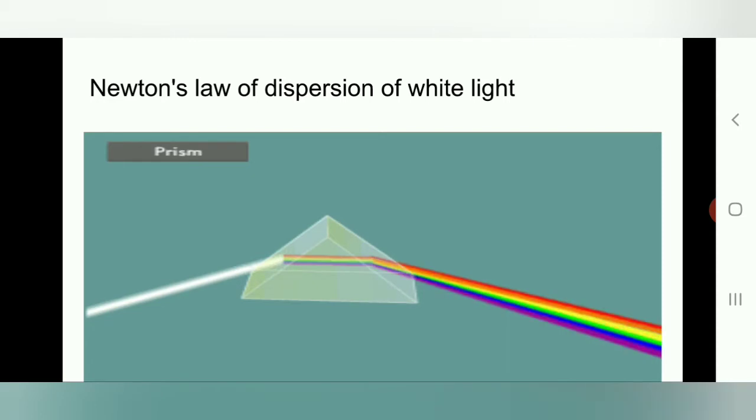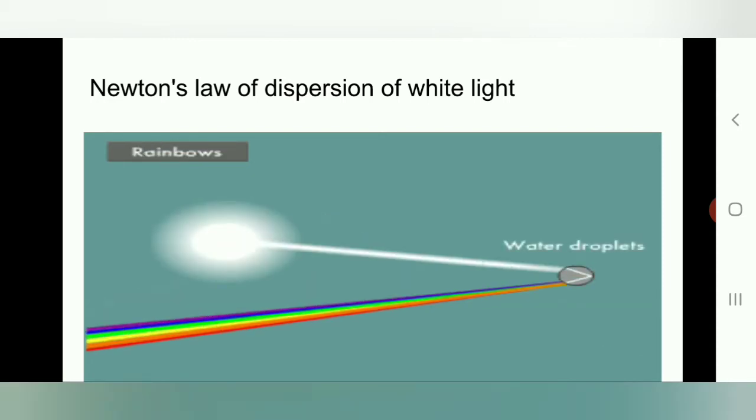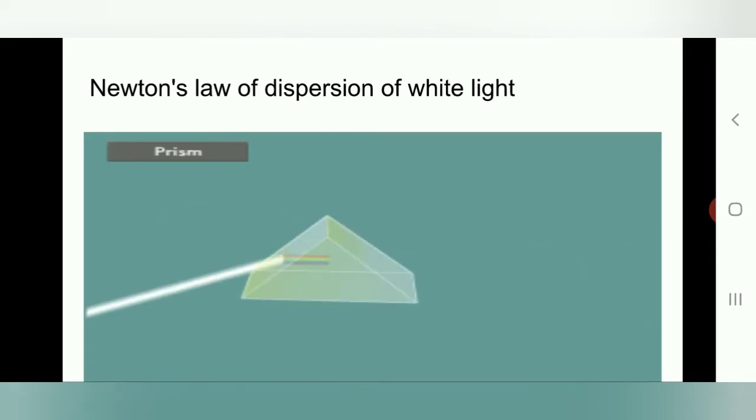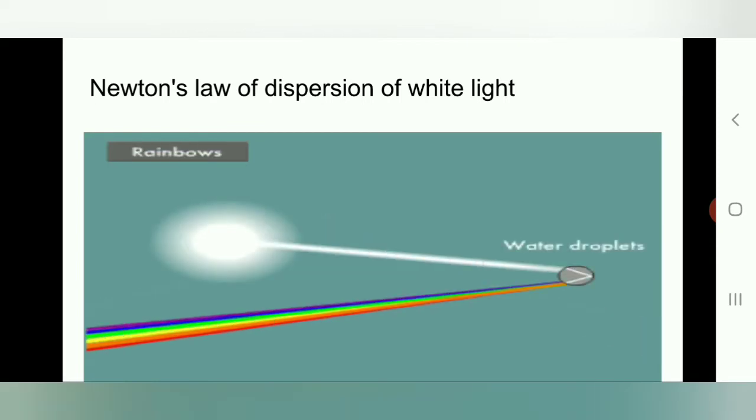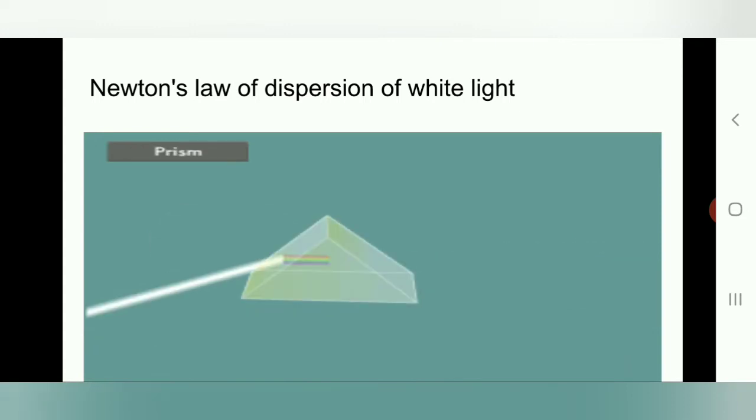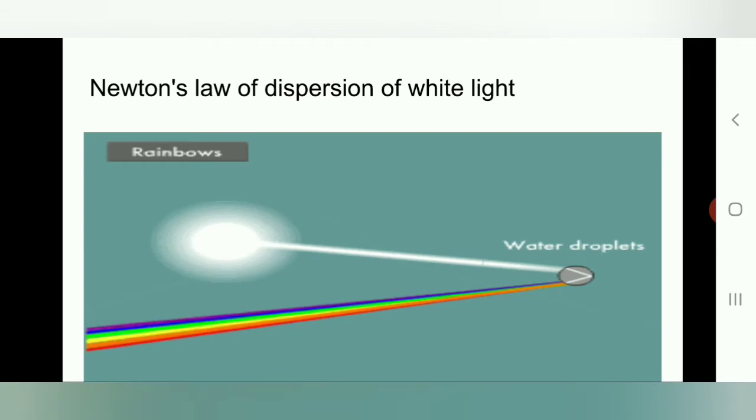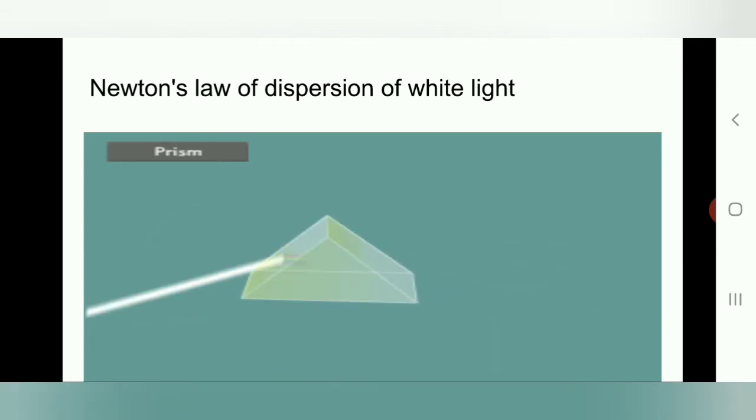Then what was observed, that white light consists of 7 prominent colors, which were VIBGYOR: violet, indigo, blue, green, yellow, orange and red. This order of colors in the spectrum can easily be remembered by the word VIBGYOR. And this white light is a mixture of a large number of wavelengths, that is, it is polychromatic in nature.